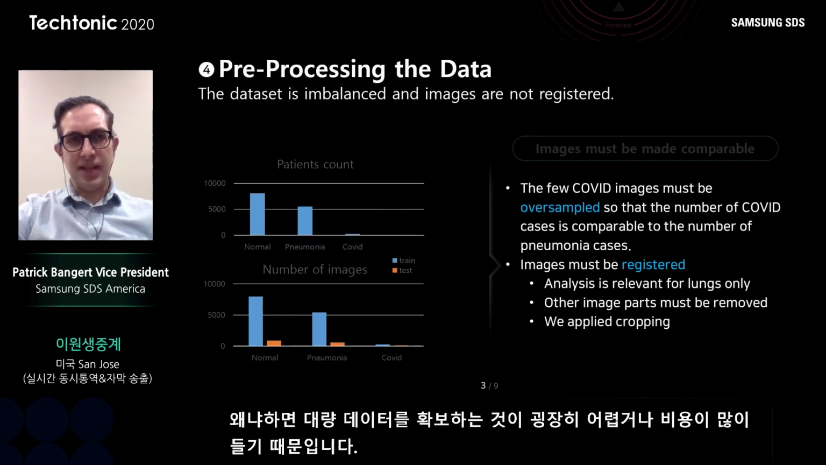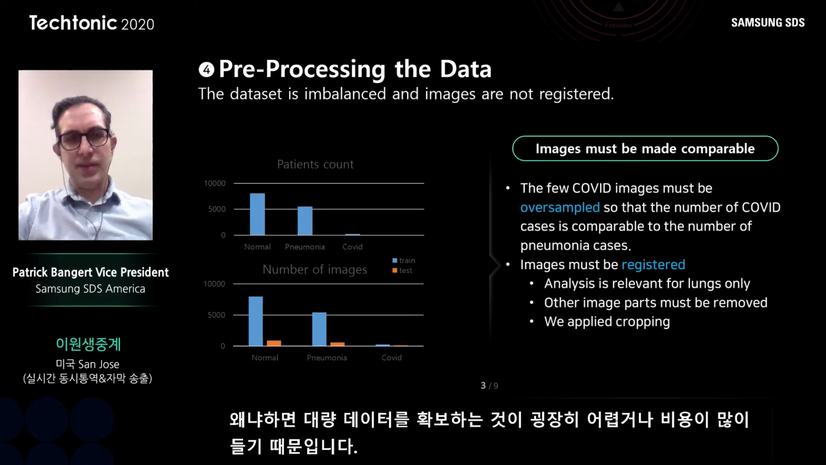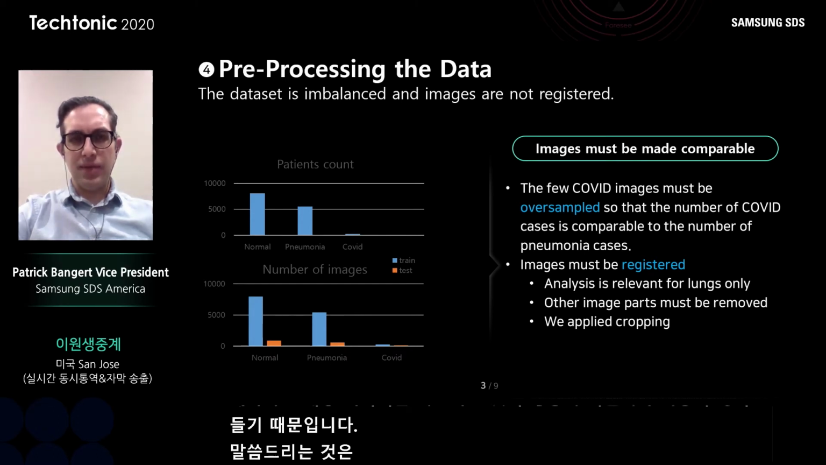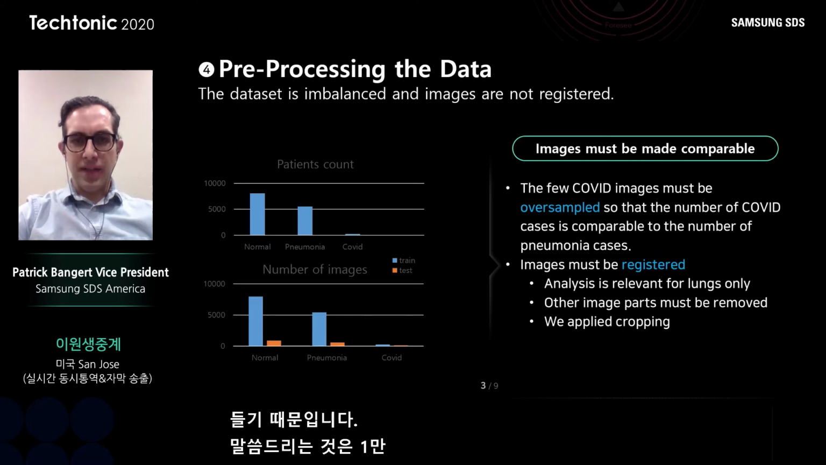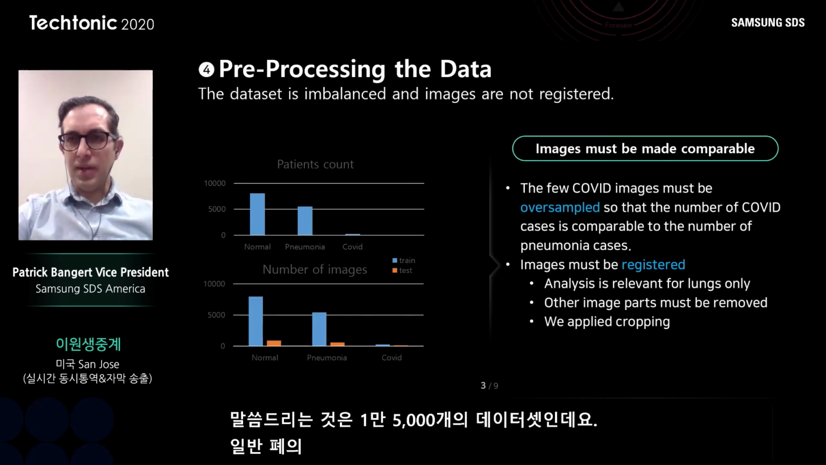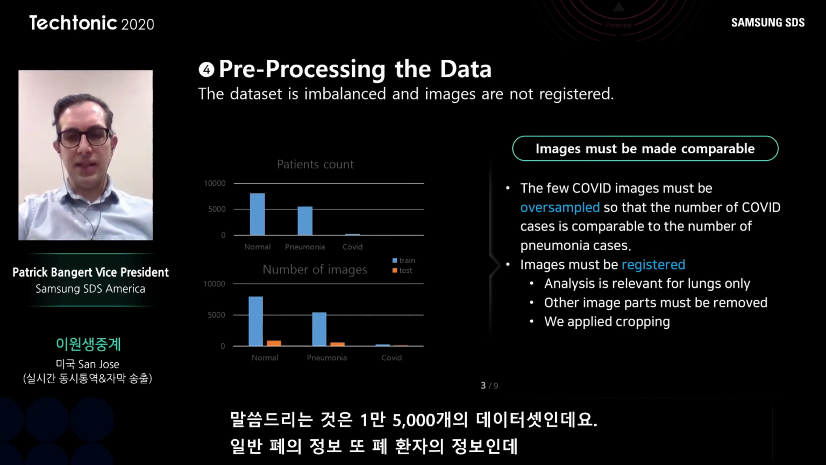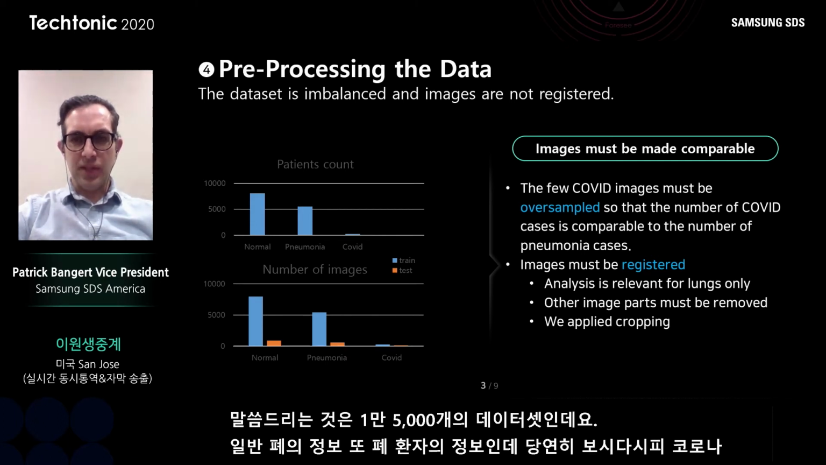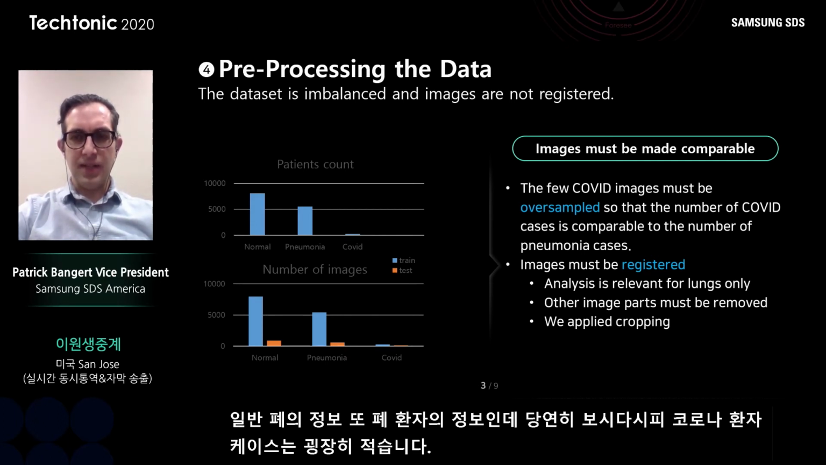Let's have a look at the data set. As I said, about 15,000 images. Most of them are normal lungs. Many of them are pneumonia lungs, and relatively few of them are COVID-19 cases. Now, this is partly due to the fact that COVID-19, at the time that this was assembled a few months ago, was still a relatively rare disease.